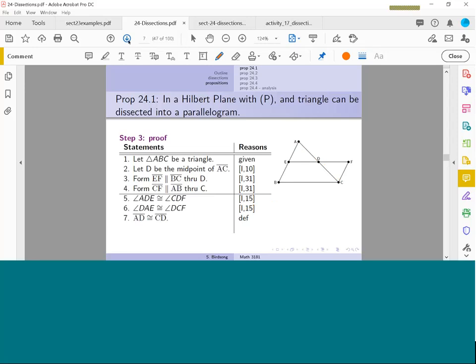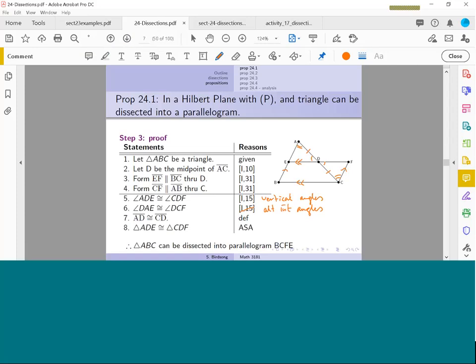The next thing is that AD and CD are congruent. That's just from our construction, D is a midpoint. And that tells us that the two triangles are congruent by angle, side, angle, which is exactly what we said before. So let me put back in the markings. Those are the same exact markings that we had before. And the typo: this one here is vertical angles, and this one's supposed to be alternate interior angles. Okay, and that's the entirety of a dissection.